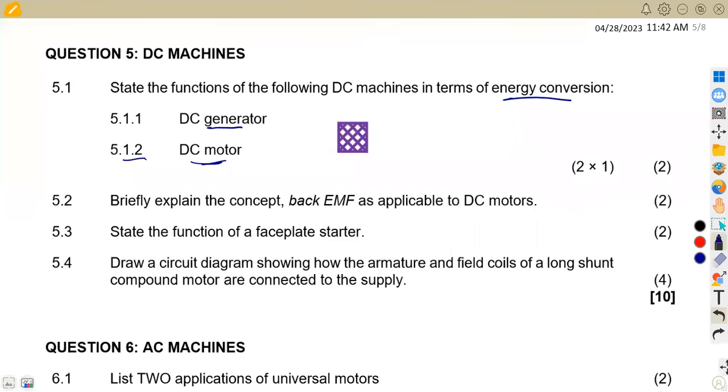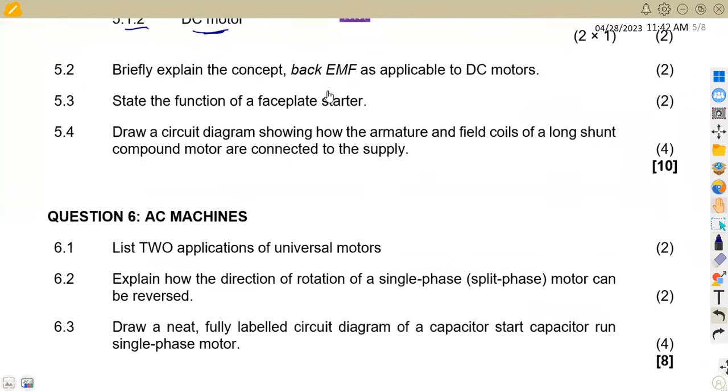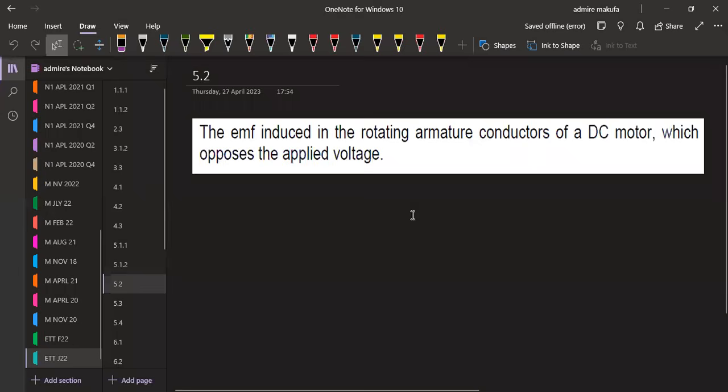The other part, on 5.2, we are asked to briefly explain the concept of back EMF as applicable to DC machines. 2 marks. So if we are dealing with DC machines, what is it about the back EMF? All right, so the back EMF is simply the EMF induced in the rotating armature conductors of a DC motor, which opposes the applied voltage. So that is the induced EMF. It opposes the applied voltage in this case. All right, so that was our question 5.2.